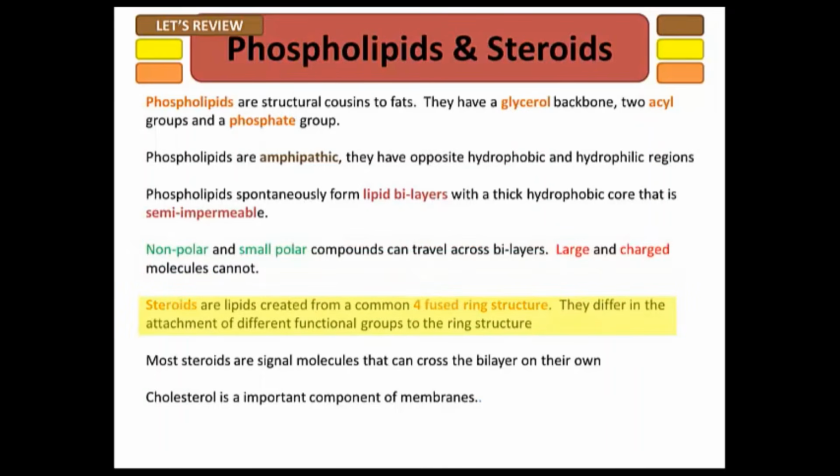The steroids are lipids created from a common four-fused ring structure. They differ in the attachment of functional groups to the ring structure. Most steroids are signal molecules, and they have the ability to cross the bilayer on their own without transporters. Finally, cholesterol, which is also a steroid, is an important component of membranes.